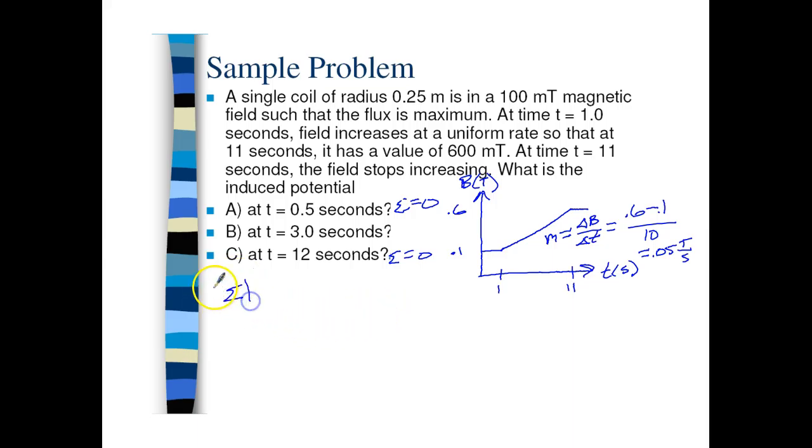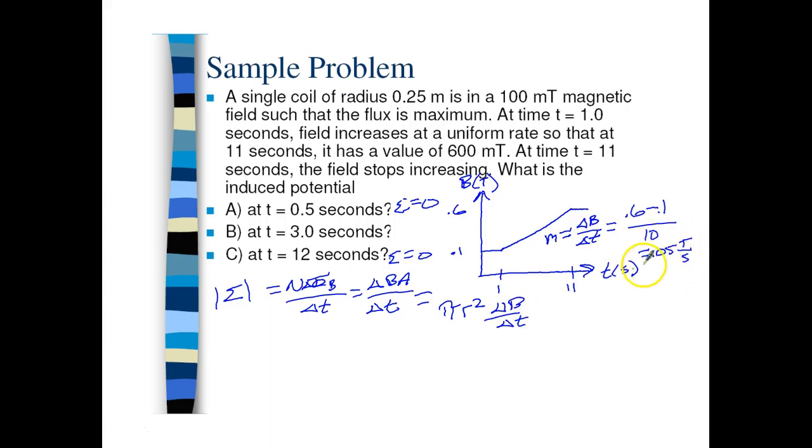So now we have the absolute value of the EMF is equal to N times the change in the flux all over the change in time. So this is equal to the change in BA all over T. We know that A is pi r squared, so this is just going to become pi r squared, and then we'll multiply that times the change in B over the change in T, which we already know is 0.05.